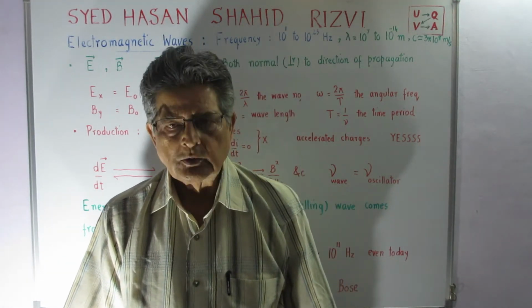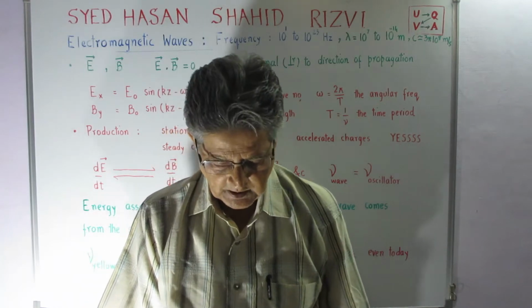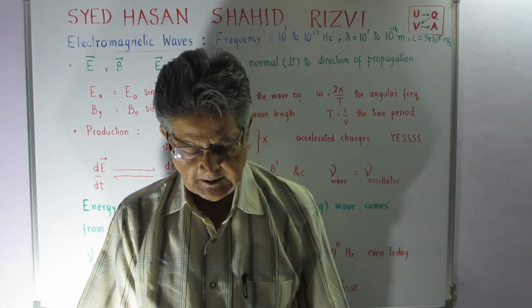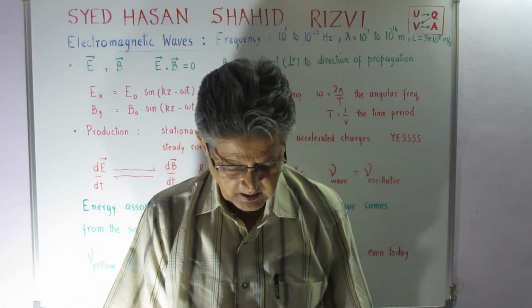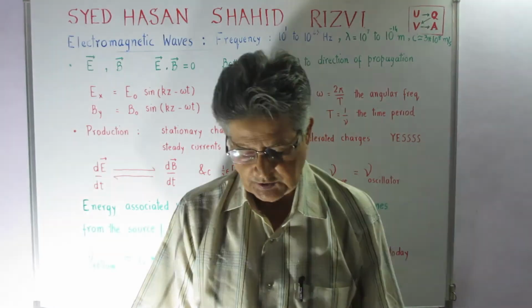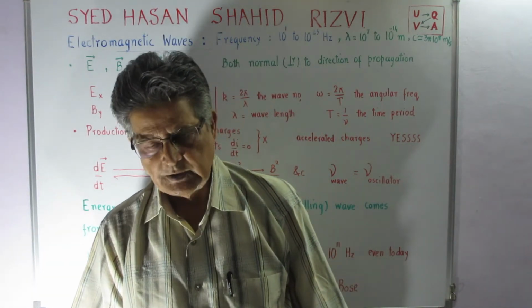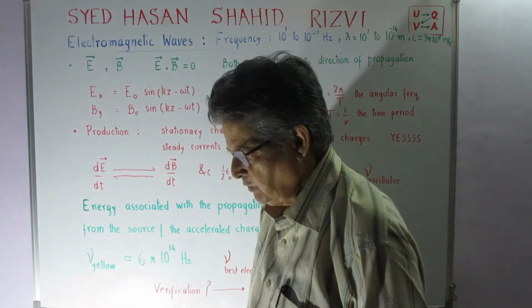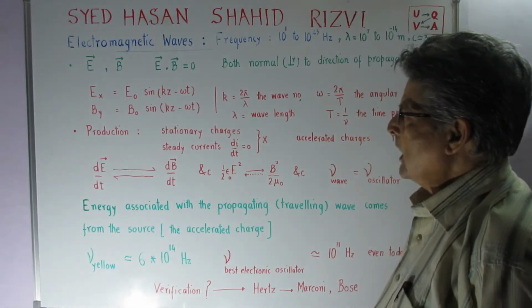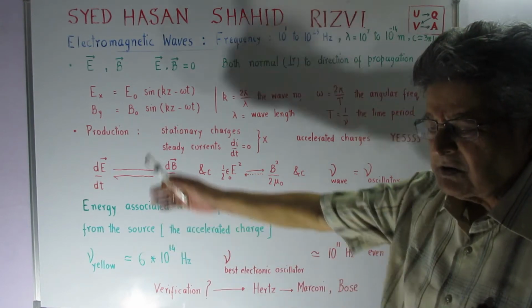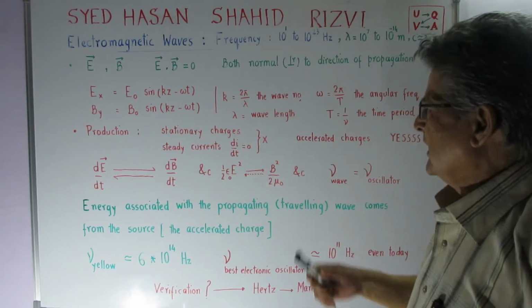We are coming to an end of this chapter on electromagnetic waves shortly, and then we go to the next chapter, and that is ray optics. Well, electromagnetic waves, as you know, are waves with a very wide spectrum of frequency and wavelength.